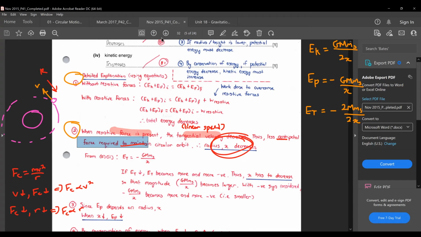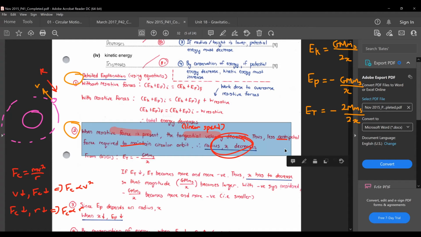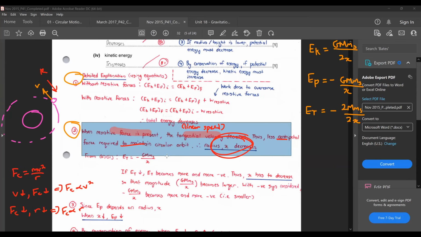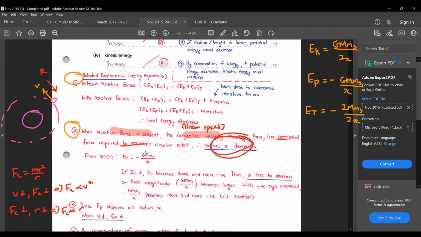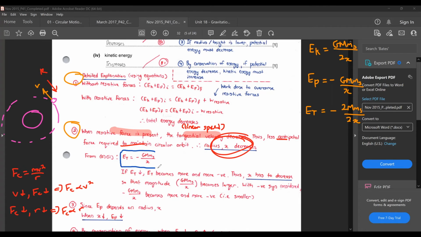Okay. So does this sound better rather than using the common sense one? Okay. So this one also will tell you that same story. Now it's because of this also that you can actually work out that your total energy is dropping. This is where your negative comes into play. You see, your total energy is negative GMMS over X. Okay. So you just think of it this way.